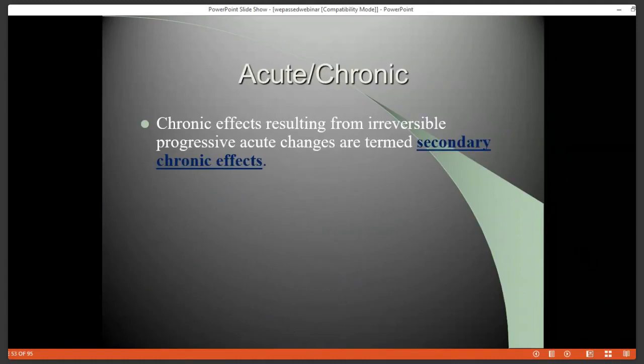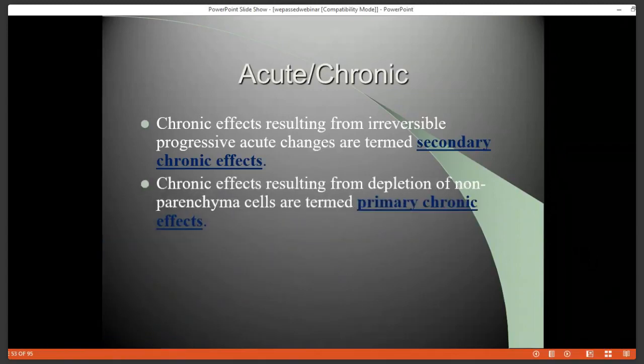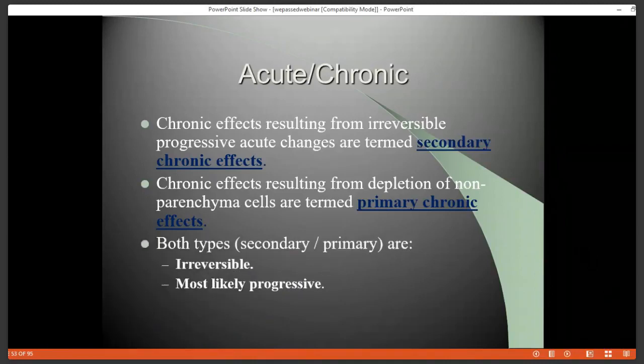Chronic effects resulting from irreversible progressive acute changes are termed secondary chronic effects, whereas chronic effects resulting from damage to the support network, these non-parenchymal cells, are termed primary chronic effects. The thing to note is that generally with secondary and primary chronic effects, they're irreversible and most likely very progressive over time. Right? So they're things that we certainly would want to avoid.